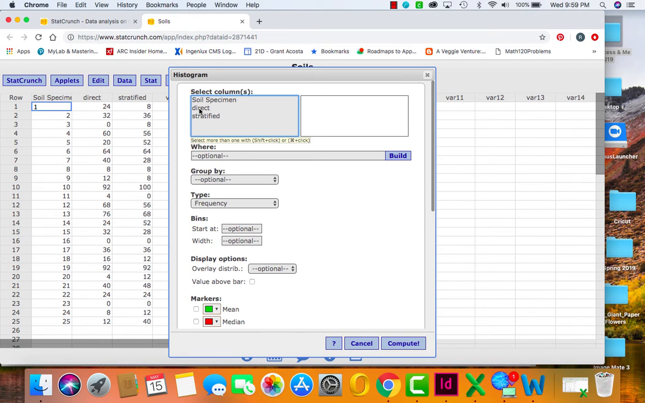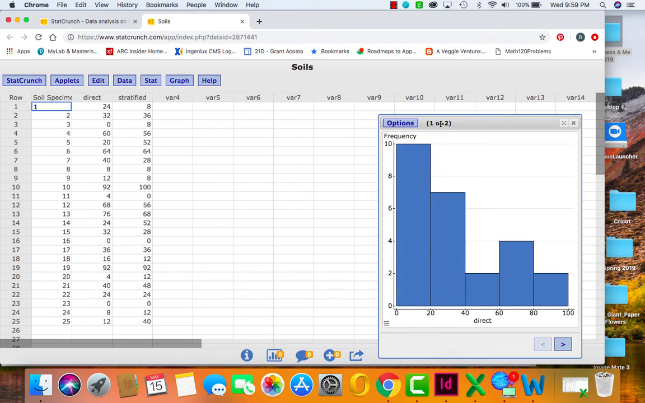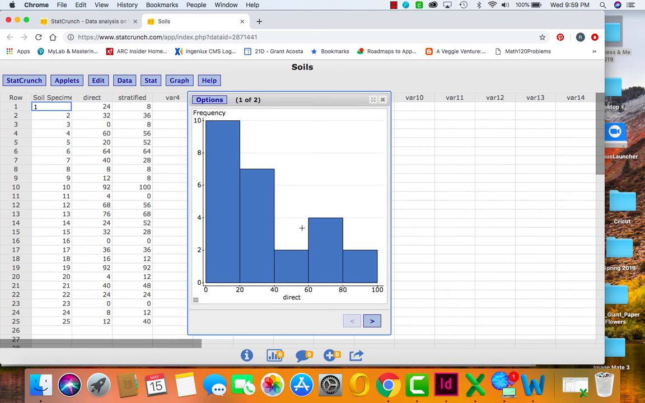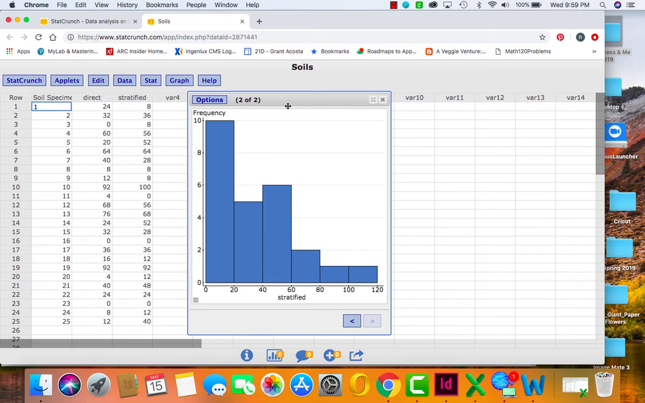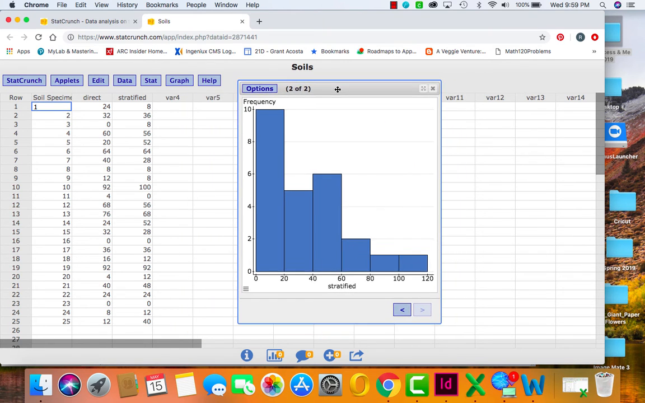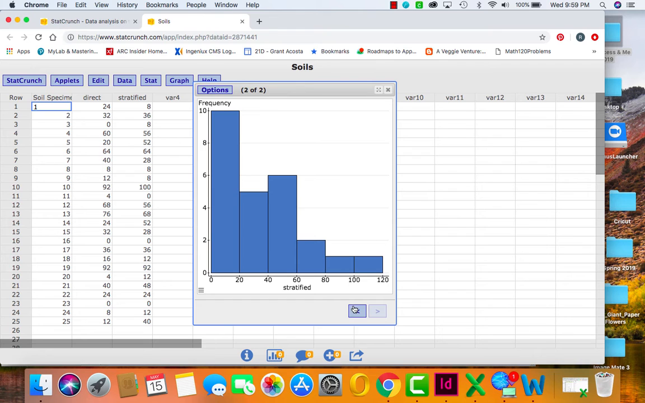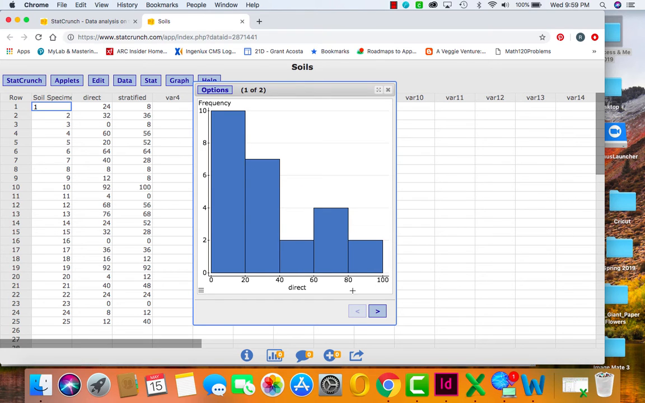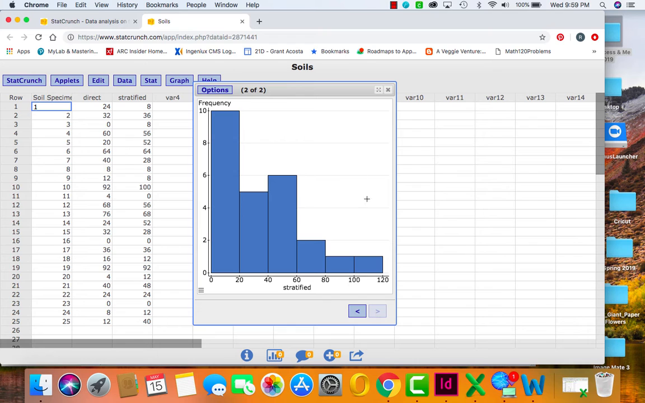So to make the graph, first of all, you will go to graph, histogram, and you want to graph both direct and stratified. So you pick the two columns, and in this case we will just click compute, and here's the first graph. This is for the direct, and then this is the graph for the stratified. And in terms of your screenshots, you could take this one first, and then take a screenshot of that.